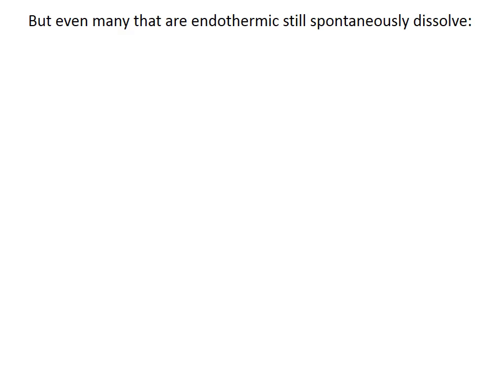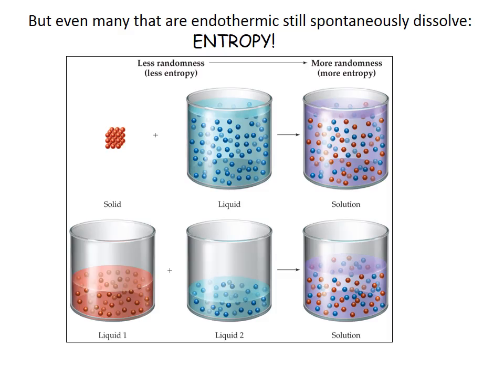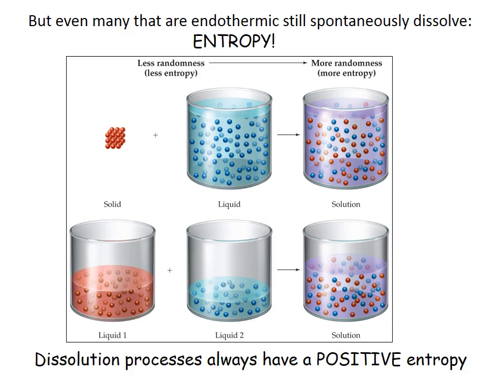And so remember that it can have a positive delta H but still have a negative delta G. And if we remember why that is, that's because of entropy. Remember, delta S is a part of that equation as well. This picture is from your book, and it is meant to show you that if you have a solute, whether it's a solid solute mixing with a liquid solvent that you see on the top, or whether it's two liquids that you're mixing together, the entropy of the solution is always greater than the entropy of the separated solute and solvent. So entropy is always increasing as you make solutions, as you dissolve things. Dissolution processes always have a positive change in entropy.